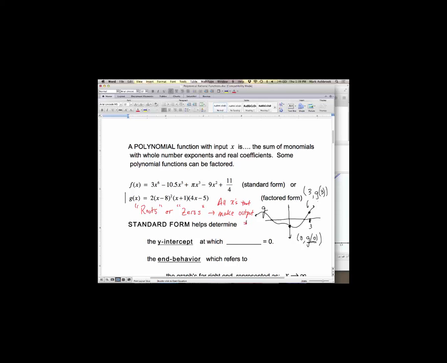Or make the output equal to 0. Okay? So how many am I showing in my sketch? How many zeros or roots are shown in this sketch here? 2, right? So you've got some x-coordinate here whose output or y value is 0, and then another one here.